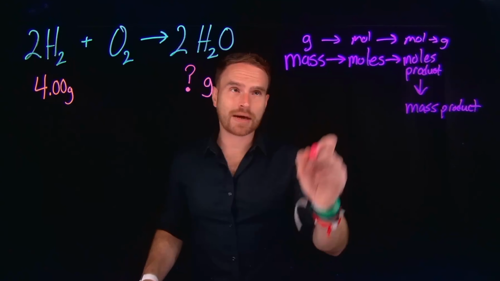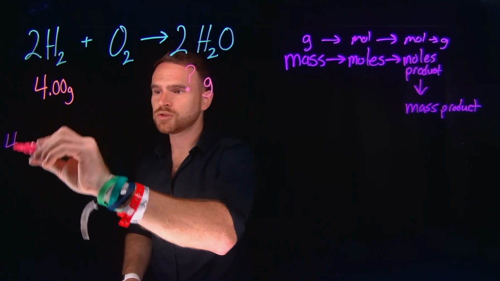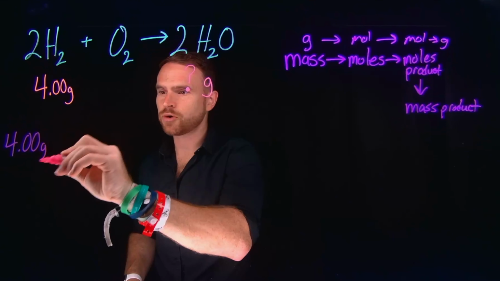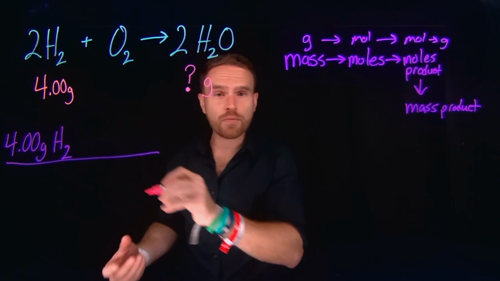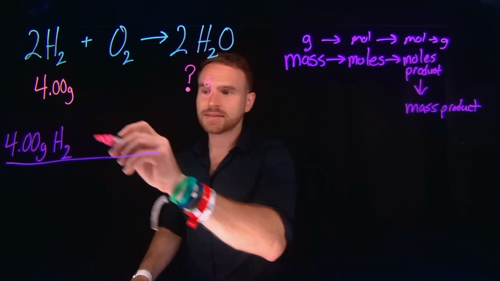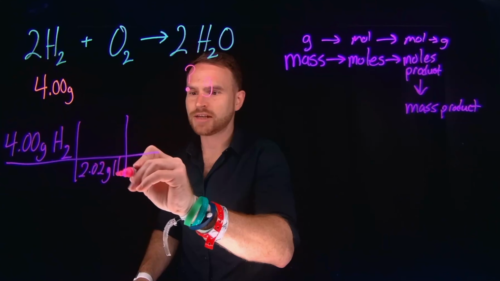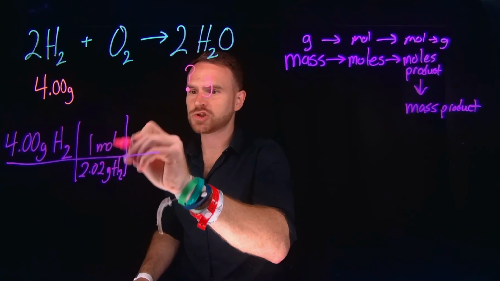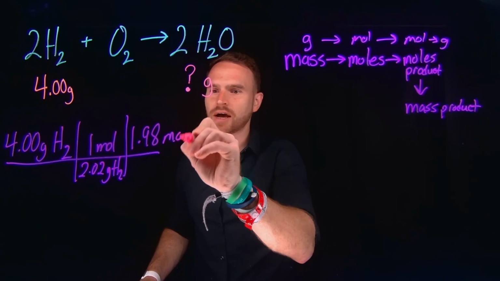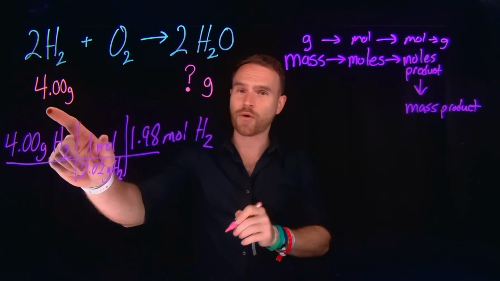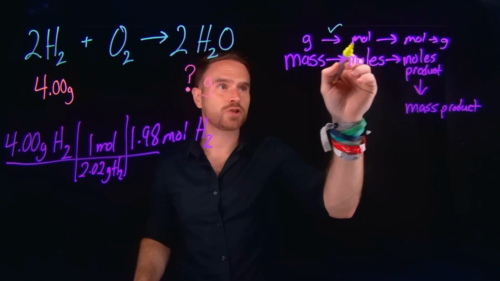Remember, the first step is that we need to convert the mass of our reactant into moles of reactant. For that, we're going to use molar mass. So we have 4.00 grams of H2. In 2 hydrogen atoms, there is a molar mass of 2.02 grams per mole, which means that we can use that molar mass, 2.02 grams of H2 for every 1 mole of H2, to find that there are about 1.98 moles of H2 contained in 4 grams. So at this stage, we've completed converting grams of our reactant to moles of our reactant.